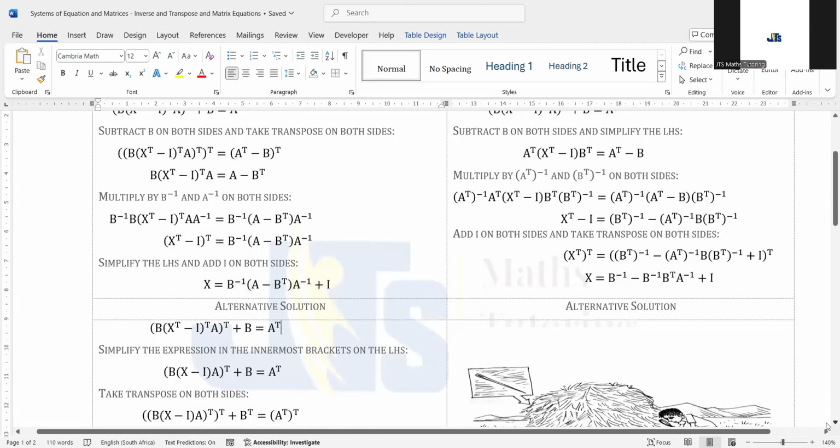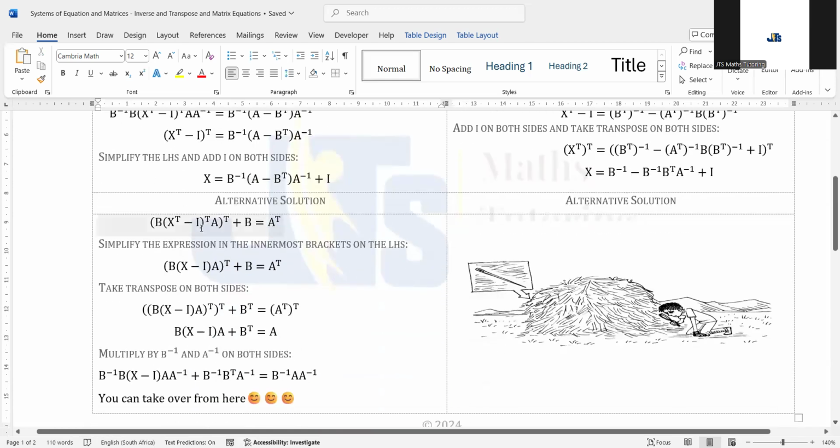Okay, alternative solution 3. I took advantage of simplifying this inner expression first here before doing anything. I know that this is what it is going to give me this, right? Because remember, the transpose of an identity matrix is an identity matrix, and the transpose of this transpose is going to give me whatever, the original matrix. Beautiful. Now, for me to remove this B here and this A here, which is what we have right here, you multiply by what? By the inverse of B and on both sides, right? Beautiful. So you can actually see we'll end up with what we had earlier on. So I'll leave it for you to take over from here.